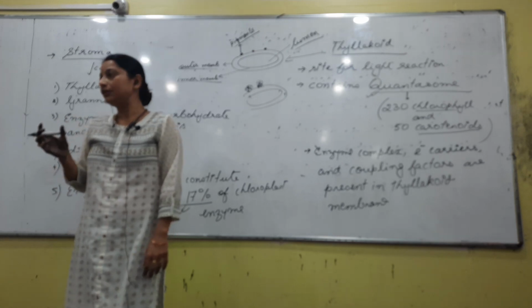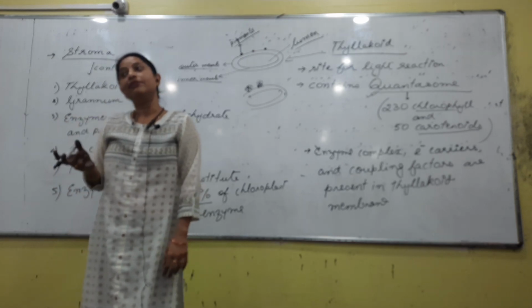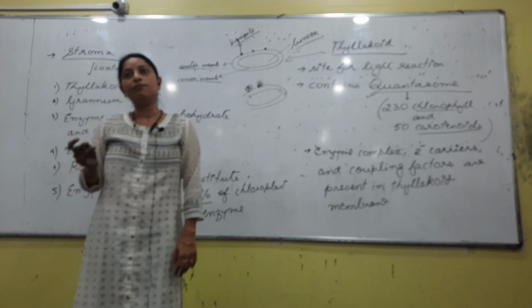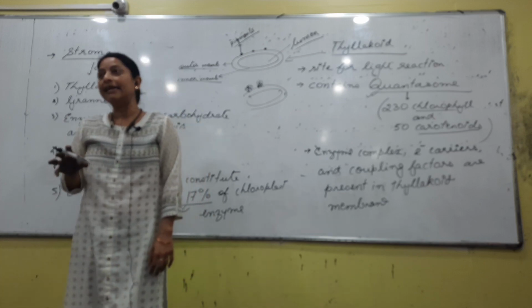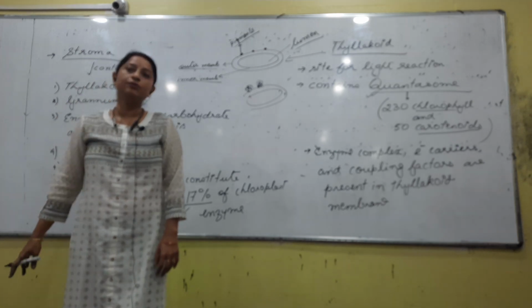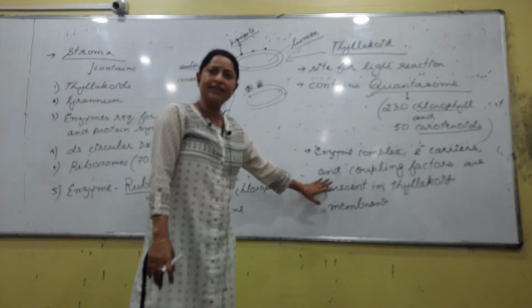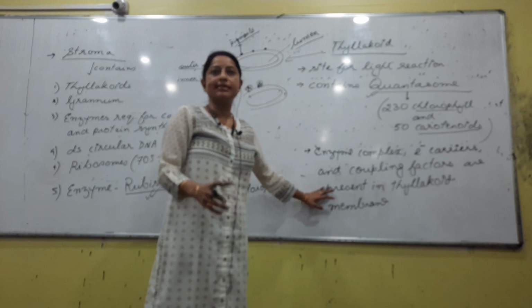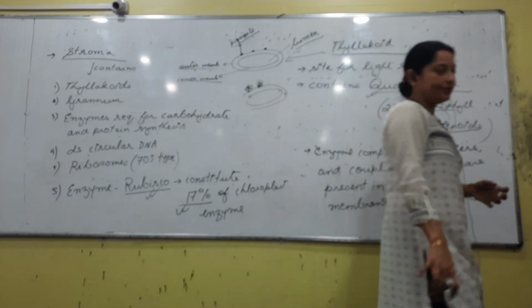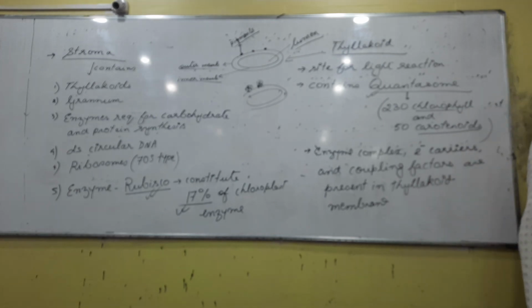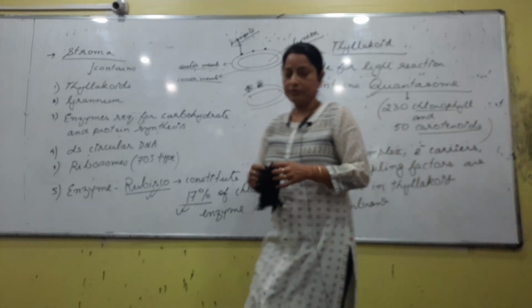ATP could form inside the mitochondria, so it's a part of respiration. But we know ATP is formed during photosynthesis also. To produce ATP in photosynthesis, electrons and protons have to move, right? So just leave this part as of now. I will do the details in the photosynthesis class. There is no point of discussing photosynthesis in cell, right?